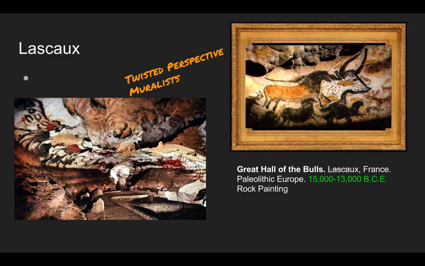This image here is called the Hall of the Bulls. It's the main chamber of the Lascaux Cave. Paintings stretch throughout the cave, again, where there was absolutely no light. Why do you think early people painted these walls?